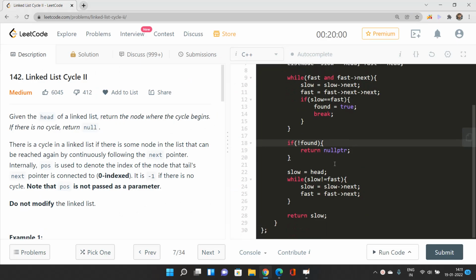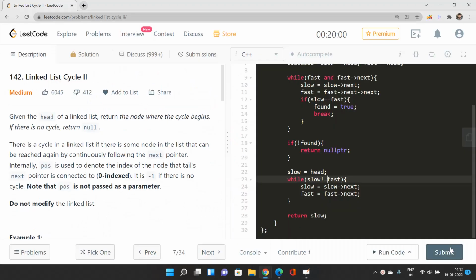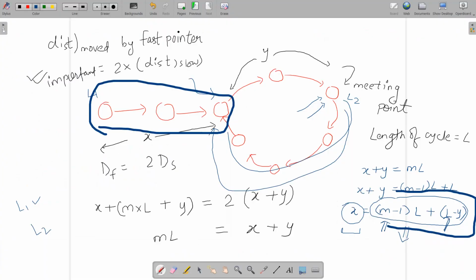Okay, so let's look over the code. You can see I've initialized slow as head, one pointer at the head of this linked list, and I'm going to do this until they meet. When they meet, the slow pointer will have covered x distance, and the fast pointer, which you can see is now moving at the same speed as the slow pointer. So when the slow pointer covers the x distance present over here, the fast pointer will cover this distance from the meeting point. So it means exactly m minus 1 iterations of the cycle plus L minus y.